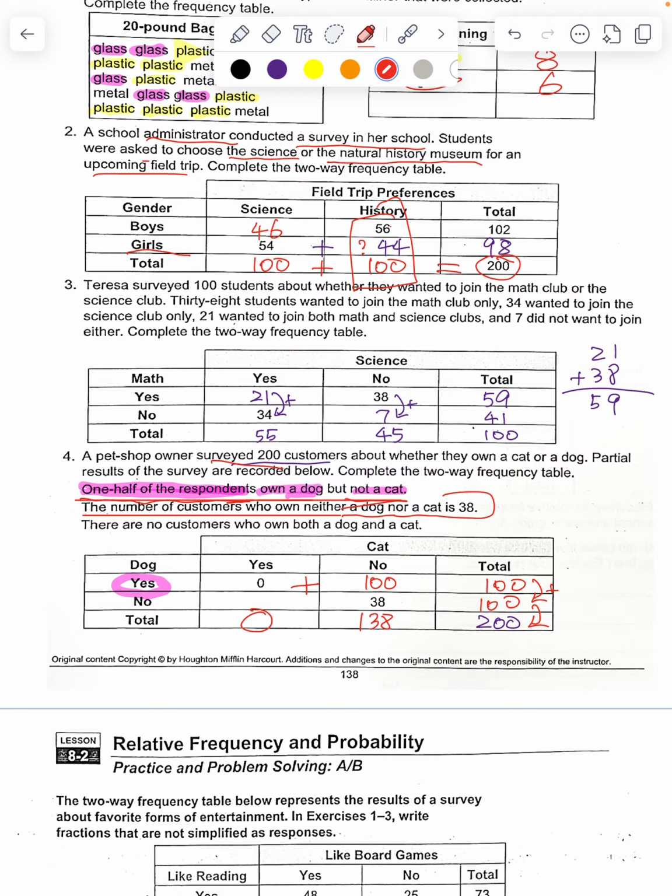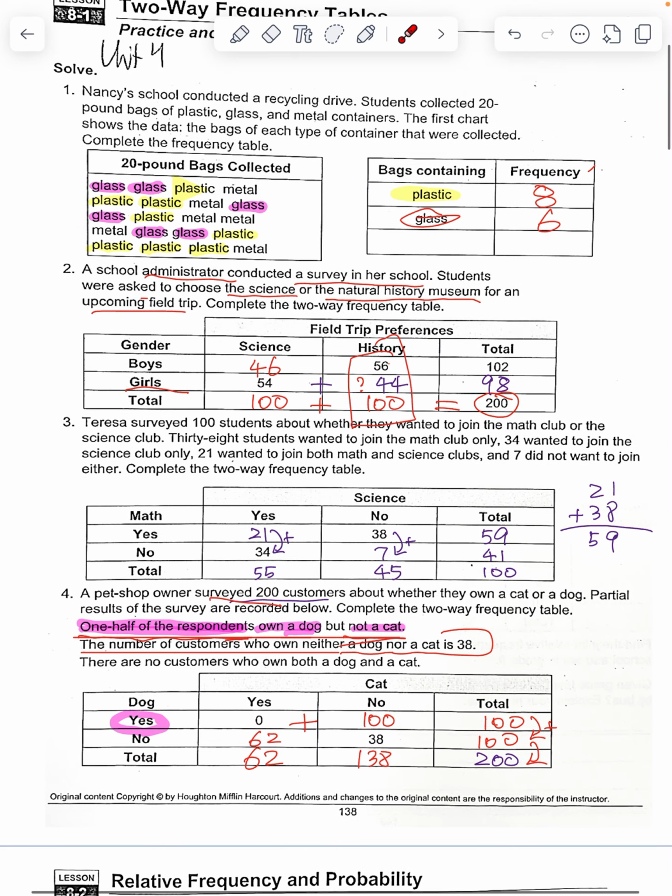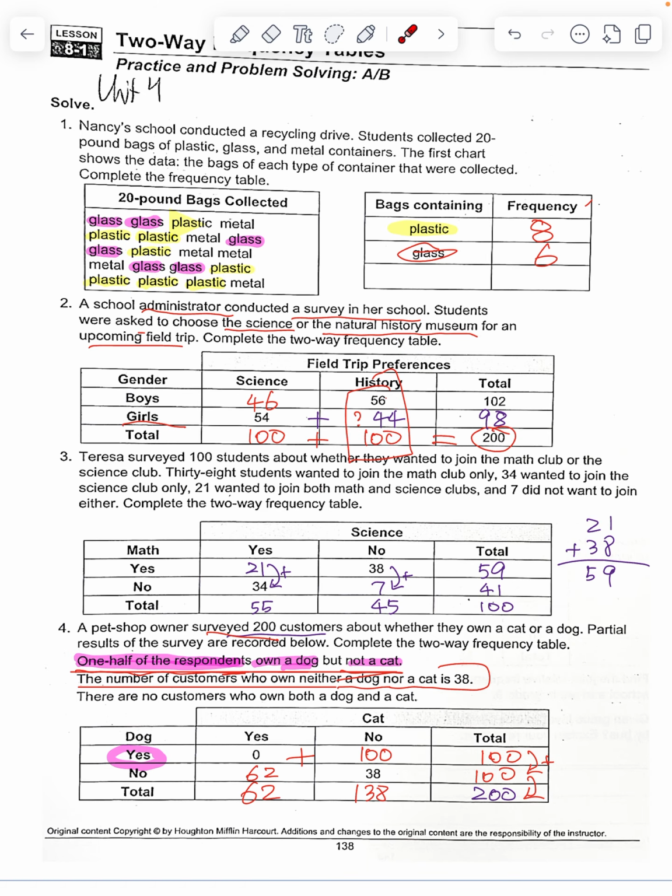Now this number, I can use 200 minus 138, got this number, right? So this number should be 200 minus 138, that should be 62. And the number here also should be 62 because 62 is the row total for this row. 0 plus the 62 equal to 62. I think the first page is done.